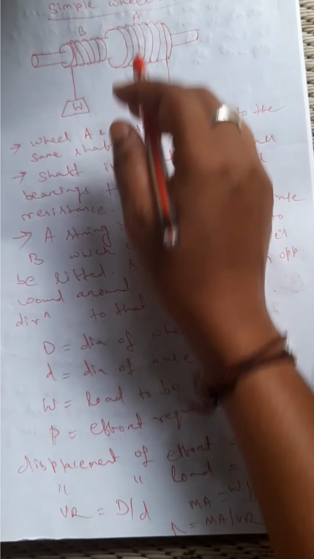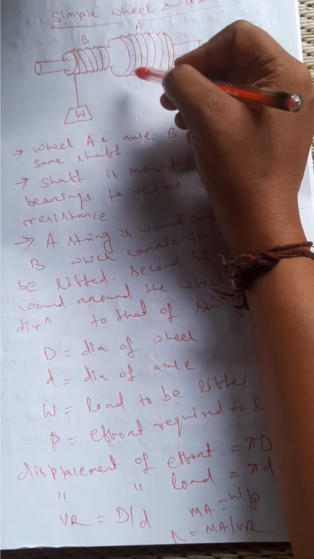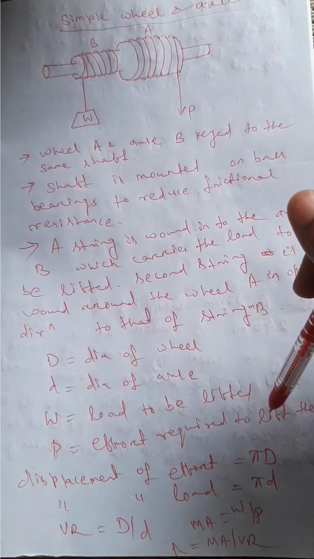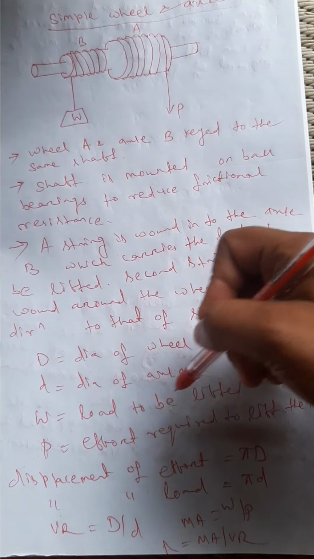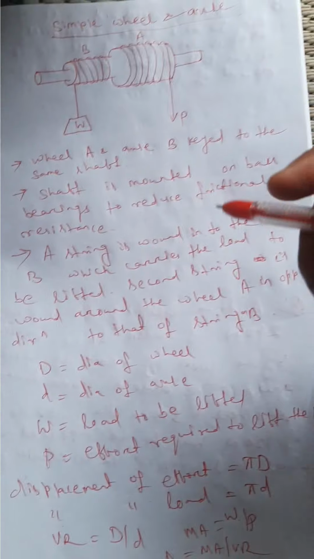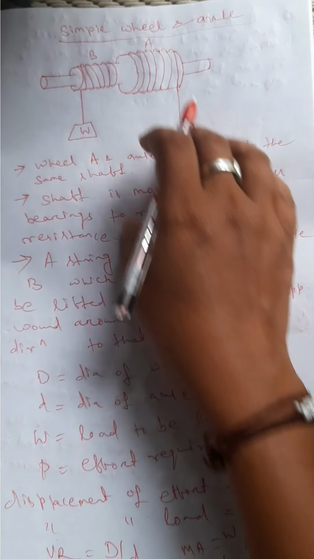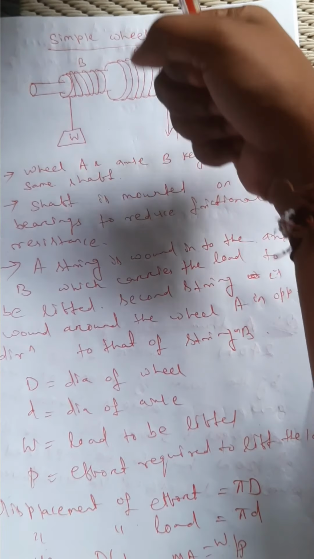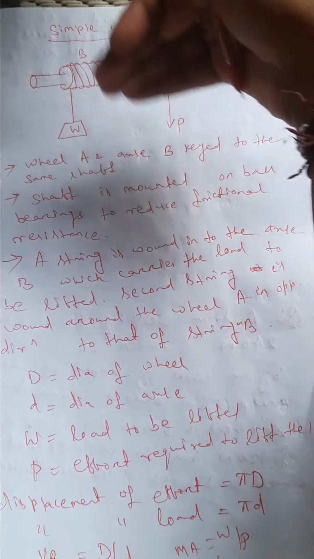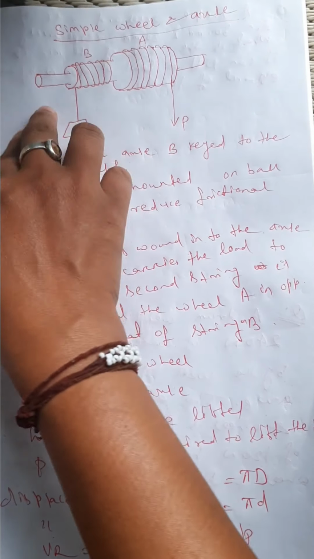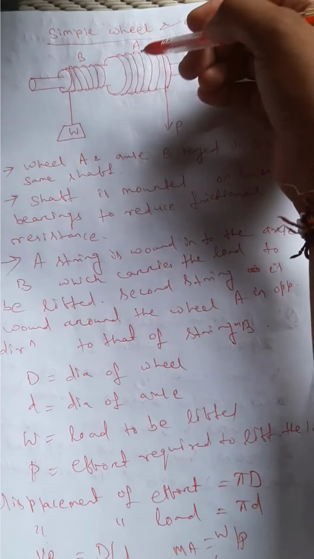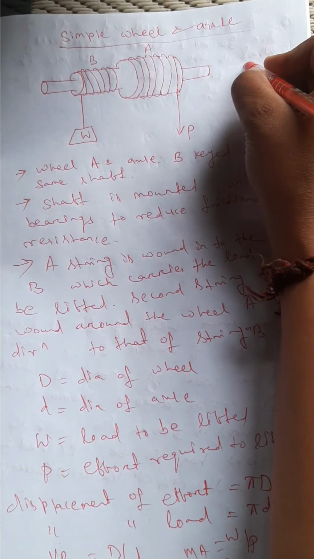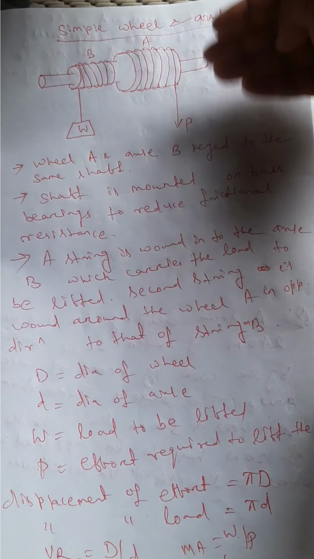Suppose this wheel has diameter capital D and the axle diameter is small d. Suppose the load to be lifted is W and the effort applied to lift the same load is P. So what will be the velocity ratio? Velocity ratio is the distance moved by the effort divided by the distance moved by the load. For one revolution of the shaft, both rotate one revolution, since both are mounted on the same shaft. So in one revolution, what distance will it cover? One revolution means one circumference.